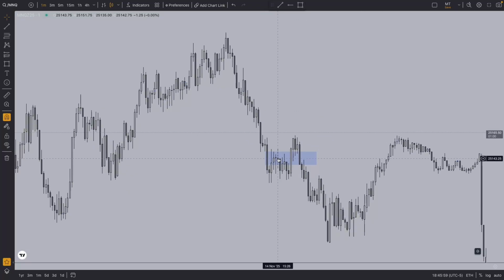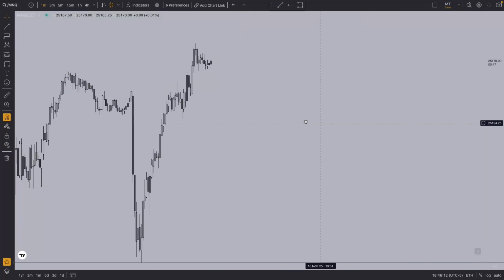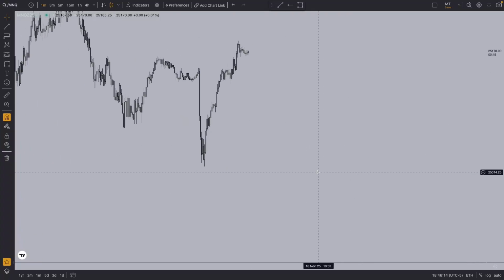We just chopped in it and then we went down and then we finally displaced it. We want to see just a full displacement candle right here. This candle, if we inversed down this candle, it would have been way better entry. I here have also an example.